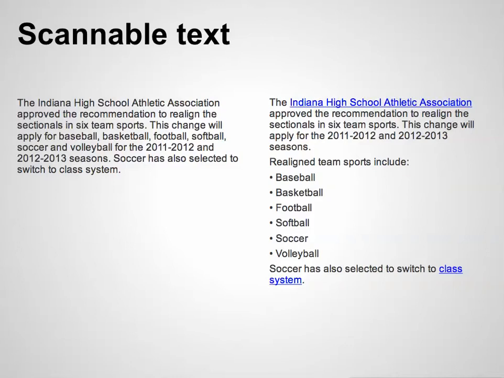So on the left, if I don't read that, I pretty much have no idea what it's about. On the right, if I don't read it, there's some words that are jumping out at me. Indiana High School Athletic Association, class system, baseball, basketball, football. So I get the idea that this is about sports. If I care about sports, I might now be enticed to read this whole article.